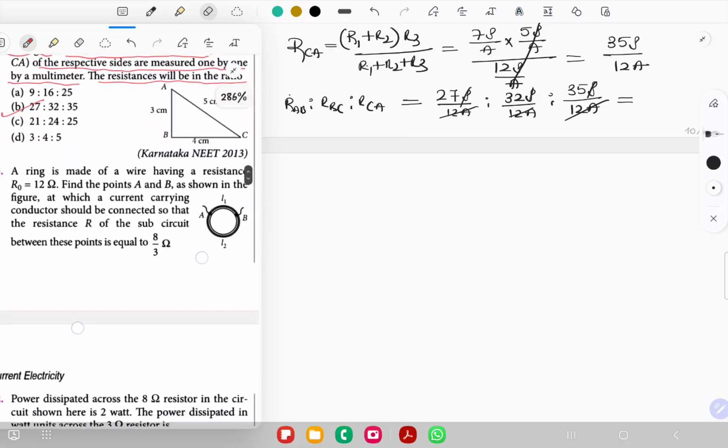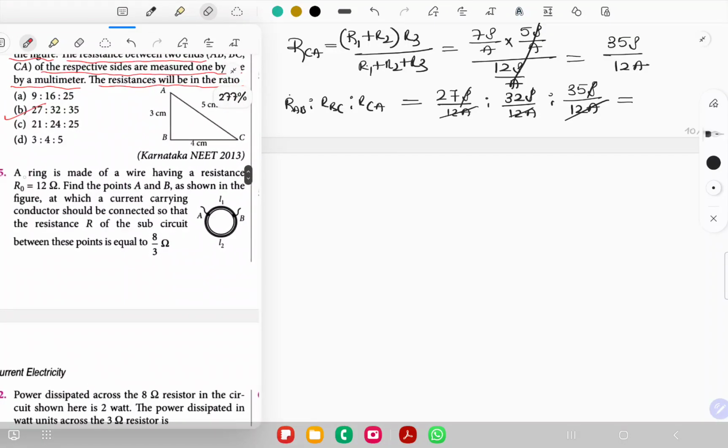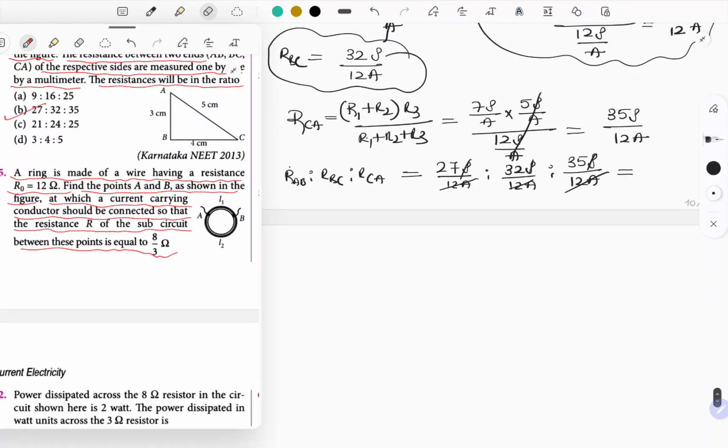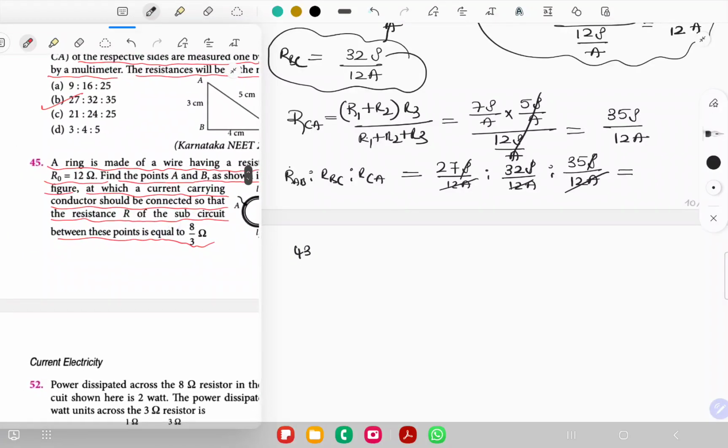Let's solve question number 45. In question number 45, they are given a ring made of a wire having a resistance of 12 ohm. Find the points A and B as shown in the figure at which a current carrying conductor should be connected so that resistance R of the sub circuit between the points is 8 by 3. Okay, so this is question number 45.